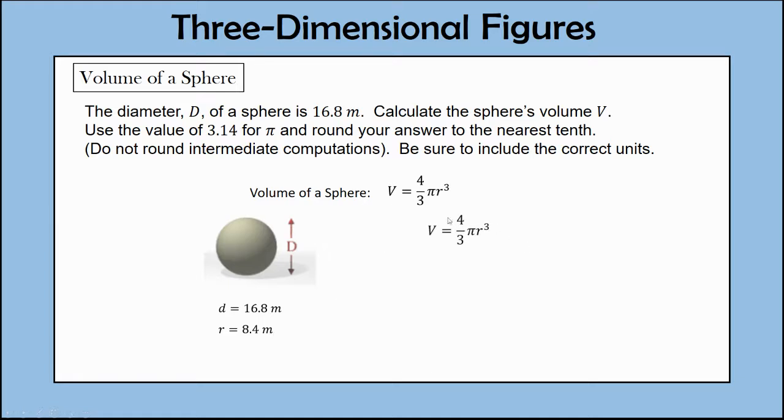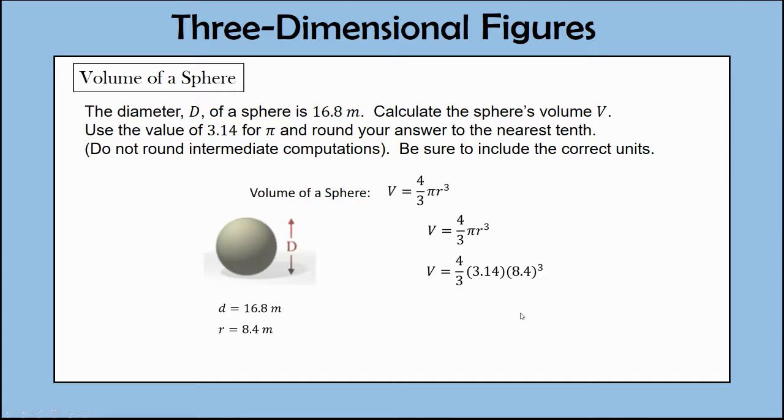All right, so we start with our formula. The only thing I got to plug in here is radius. We know pi is 3.14. Now we got a radius of 8.4. So I'm going to plug everything in. Now let's go back for 1 second. Round your answer to the nearest tenth. Do not round intermediate computations.